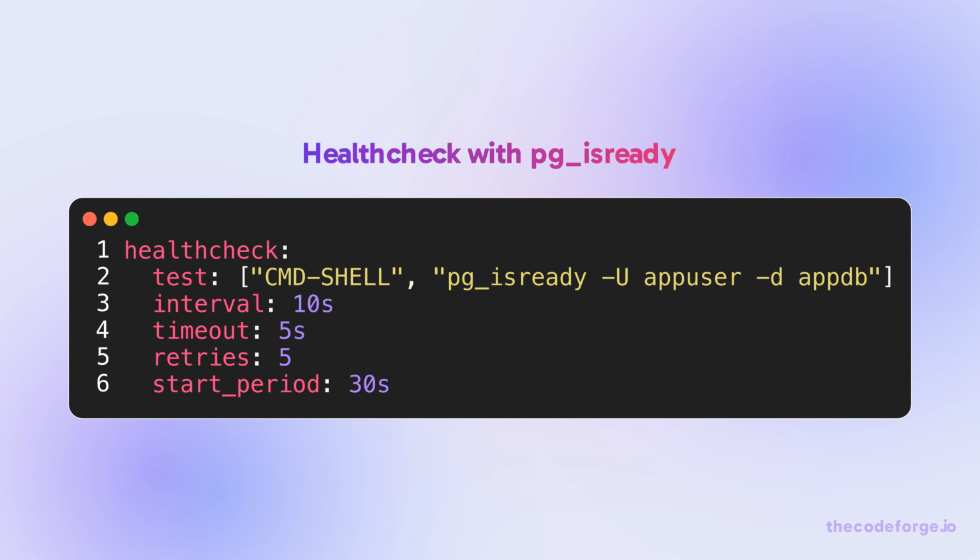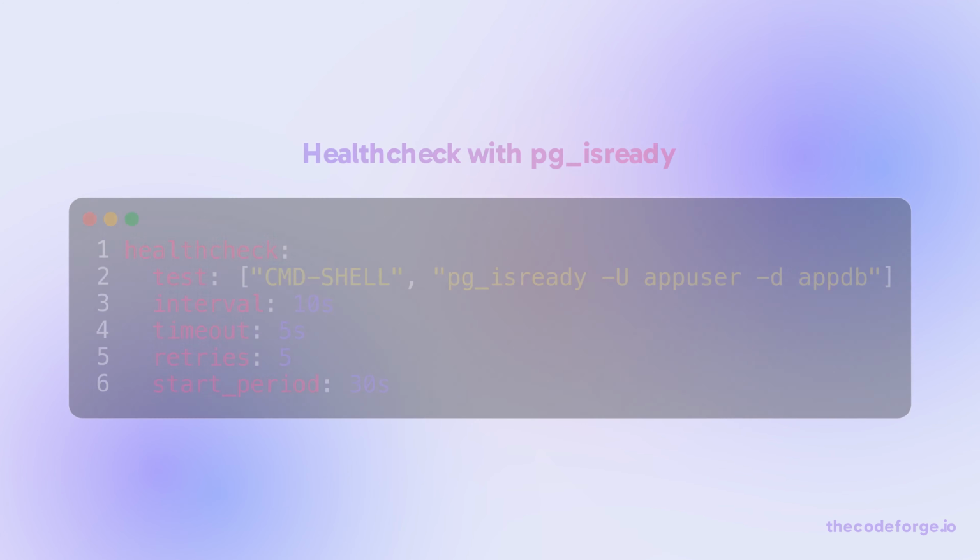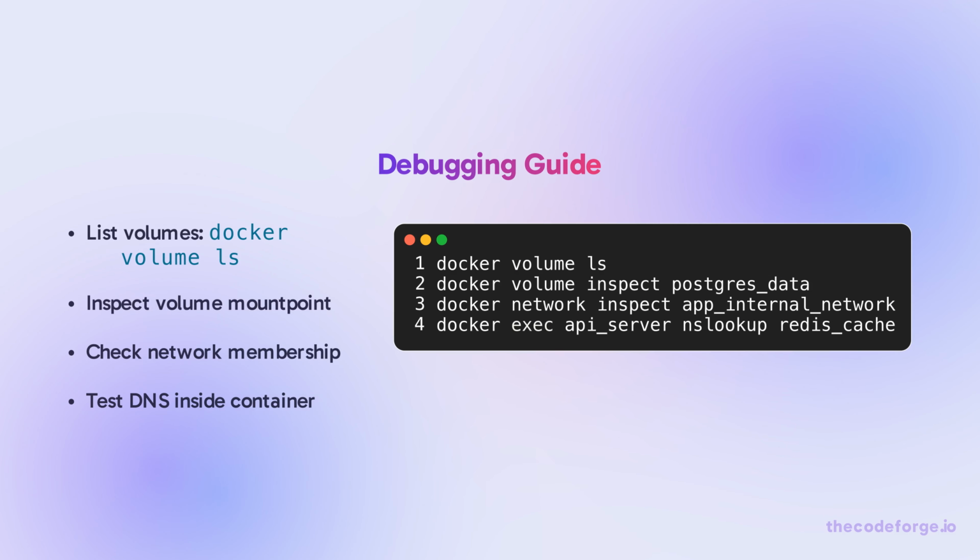The article mentions health checks, but does not show a concrete example. Here is a complete health check for Postgres using pg_isready that ensures the database is accepting connections before dependent containers start. To debug volume issues, list volumes and inspect their mount point. For networking, inspect the network to see which containers are connected. Test DNS resolution from inside a container using nslookup or ping.